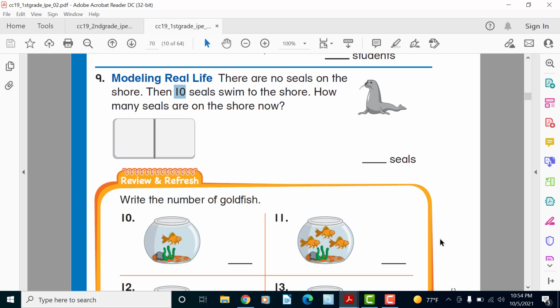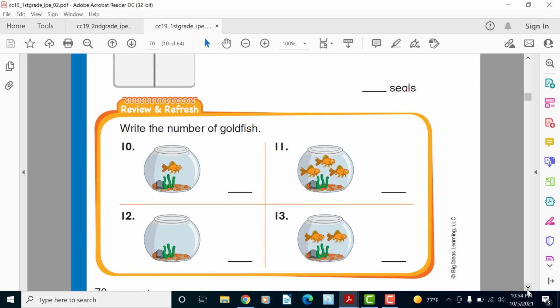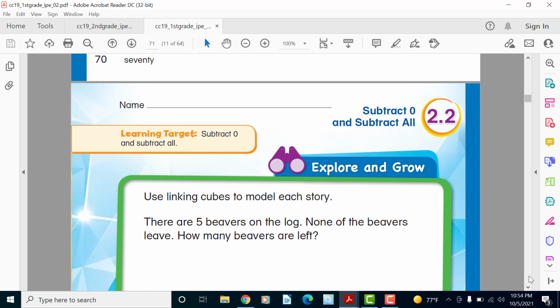How many altogether? Then here, review, all you need to do is write how many goldfish are in the bowl. Put it on the line right there.